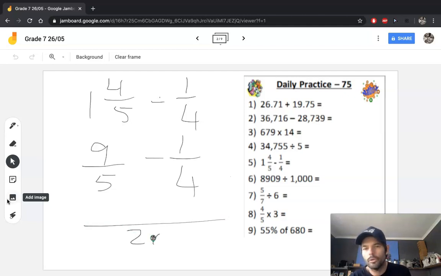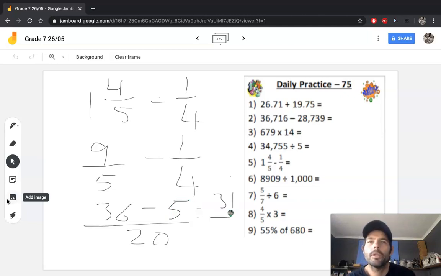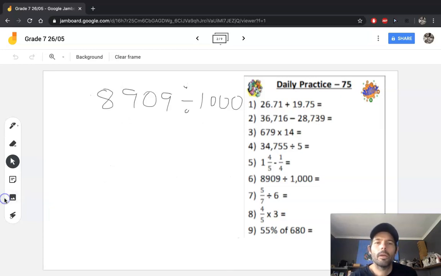So 5 goes into 20 4 times. 4 times 9 is 36. 4 goes into 20 5 times. 5 times 1 is 5. And if you work that all out, you'll get an answer of 31 over 20. And if the question asked you to convert to a mixed numeral, 1 and 11 over 20. Okay? Good. Okay, question 6.